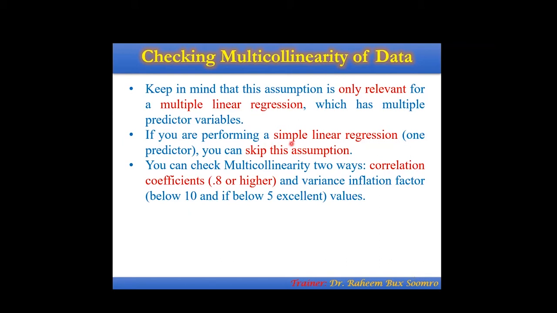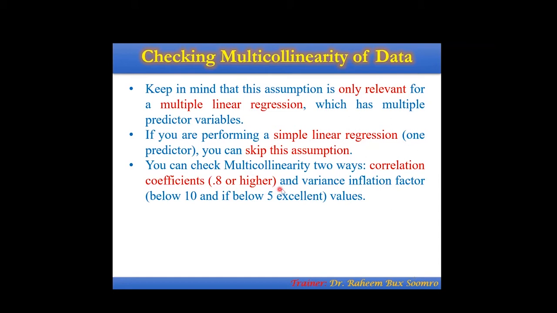If you are performing a simple linear regression, skip this assumption. You can check multicollinearity in two ways. First, through the correlation coefficient. By running a correlation, you can find the relationship between two independent variables or several independent variables. If the relationship is 0.8 or more, then there is a problem. Possibly there is multicollinearity between these variables.